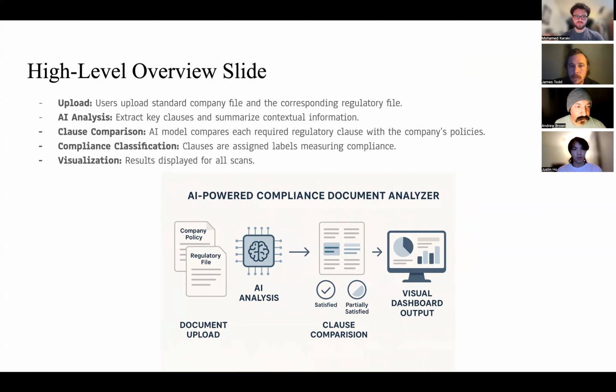First, users upload both the company policy and the relevant regulatory document. Next, the AI analyzes each file, extracting key clauses and understanding the context. The model then performs clause-to-clause comparisons, determining whether each regulatory requirement is satisfied by the company policy. Based on this comparison, the system assigns compliance labels such as satisfied and partially satisfied. Finally, the results are visualized through a dashboard, allowing users to quickly understand the compliance status of their documents.